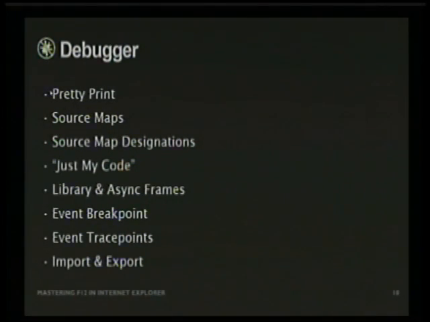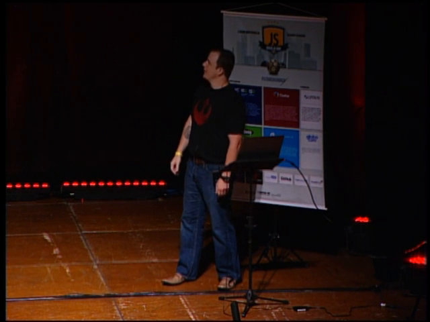You've got pretty print, so whenever you're loading a minified jQuery source file, you can actually expand that out and make it somewhat more legible. Super happy to say that we finally have support for source maps for everyone that likes to write CoffeeScript or even just likes to debug in an uncompressed version of jQuery. We have a source map designation.